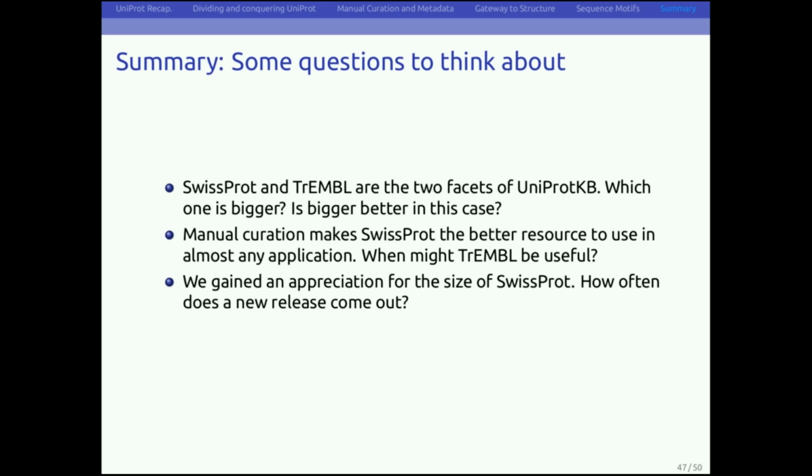Also today, we gained an appreciation for the size of SwissProt. To recap, it was around 560,000 odd sequences. Now, here's a quick reflection from an earlier slide. How often does a new release come out? The answer is about 4 weeks. SwissProt is released every 4 weeks.